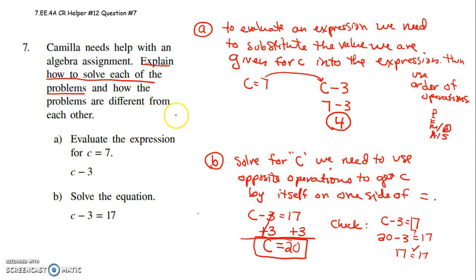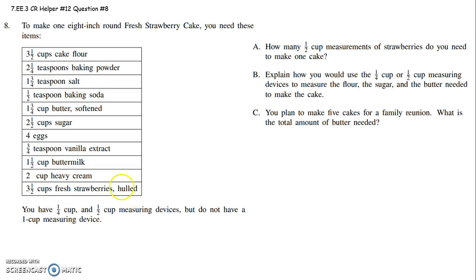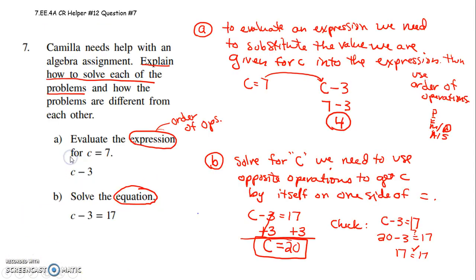And how are the problems different from one another? Letter A is an expression. Letter B is an equation. And you have to handle getting to an answer in very different ways. There's just a different process. If you have an expression, you use your order of operations to get to an answer. And if you have an equation, you use opposite operations to solve it.